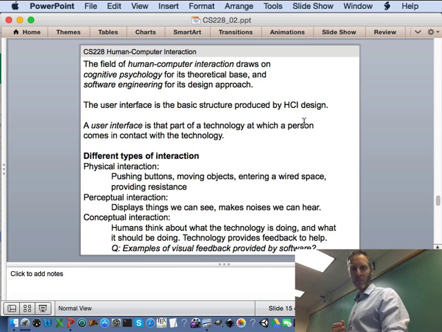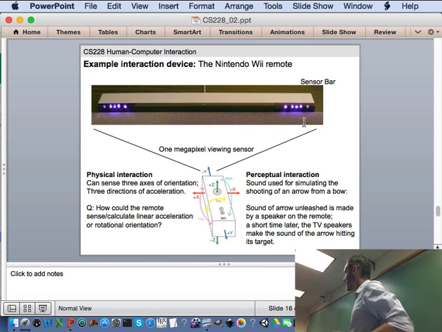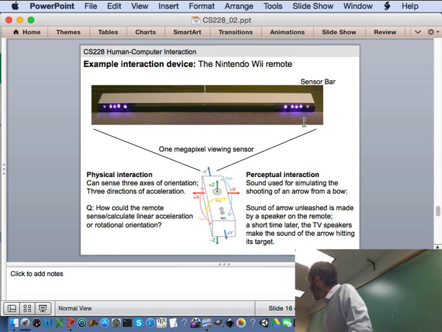Okay. Here's a somewhat dated example, but a nice one to illustrate this idea of supporting all of these three different kinds of interaction at the same time. Let's say we were writing a game for the Nintendo Wii remote here. You have a remote in your hand, and you can use it to point towards a bar that sits on top of your TV.